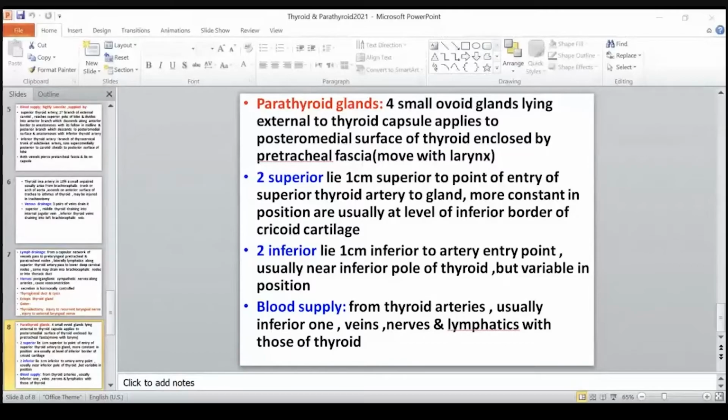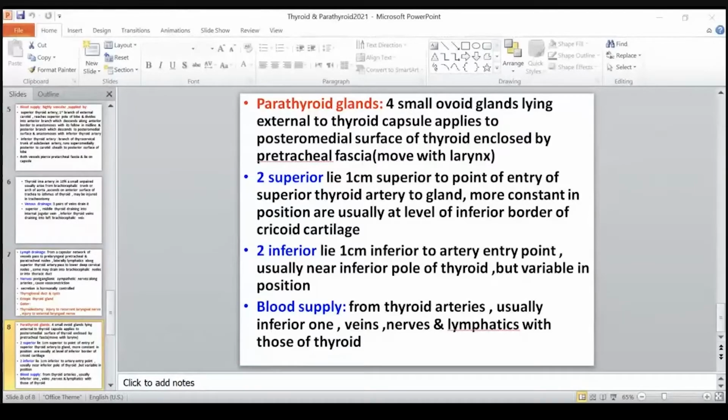The blood supply and nerve supply of them is the same from the thyroid arteries, usually the inferior one. Veins and nerves and lymphatics pass with those of the thyroid, as if they are part of the thyroid gland. So in doing thyroidectomy, usually we do subtotal so that we leave the parathyroid glands intact.